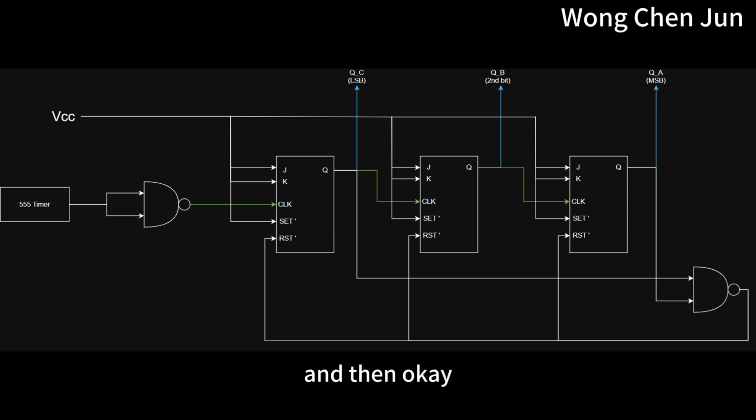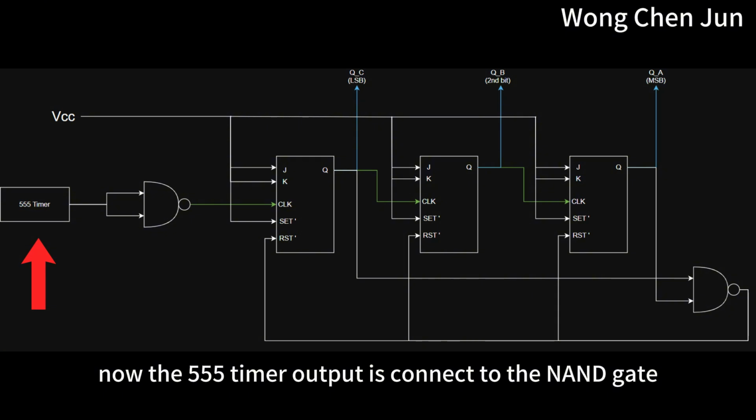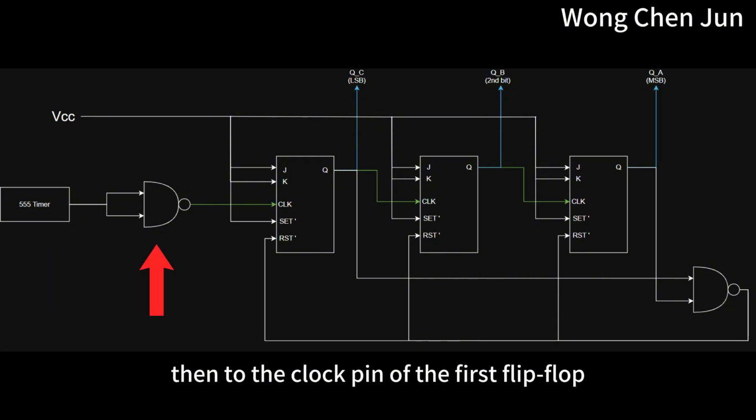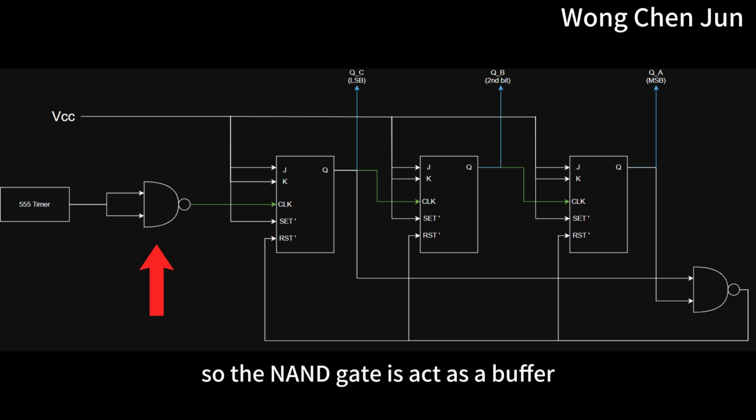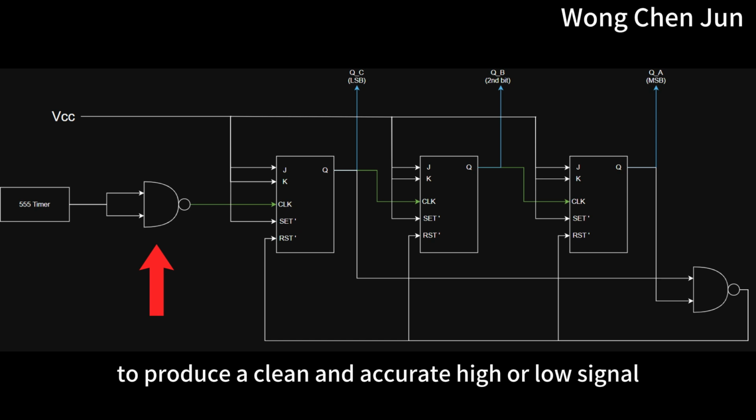Now the 555 timer output is connected to the NAND gate, then to the clock pin of the first flip-flop. The NAND gate acts as a buffer to produce a clean and accurate high or low signal.